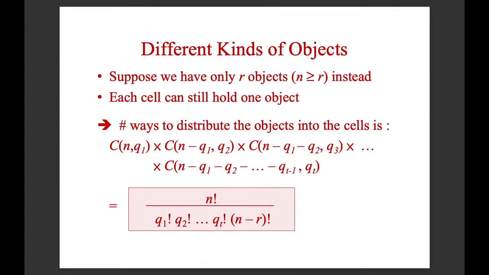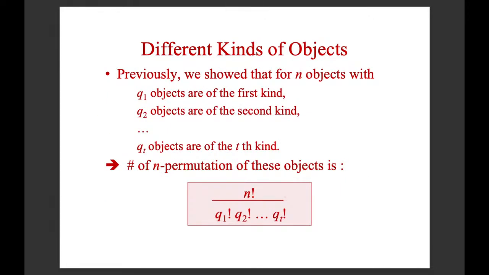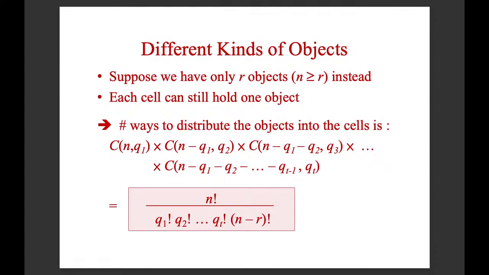Okay, now a little bit different. Suppose that this time we only have r objects, and each cell can still hold only one object. How many ways are there of distributing the objects into the cells? This is actually the same problem as before, except that previously we had n objects put into n boxes, and here we have r objects put into n boxes.